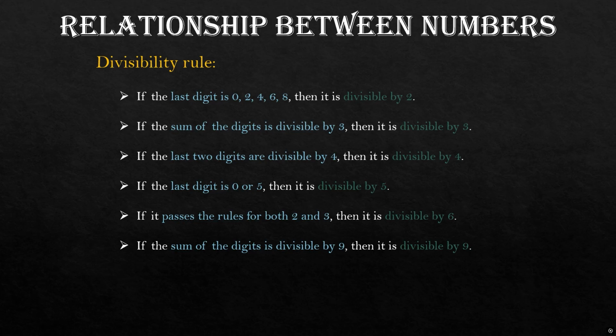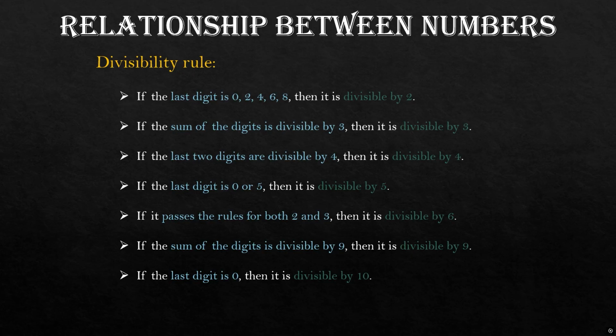Next, I left one out, actually, the divisibility rule of 8. It's related to 4, so if the last 3 digits are divisible by 8, then it is divisible by 8. Actually, I missed that note. If the sum of the digits is divisible by 9, then it is divisible by 9. It's related to 3. Like 3, if we add each and every digit in a number, and the sum is divisible by 9, then it is divisible by 9.